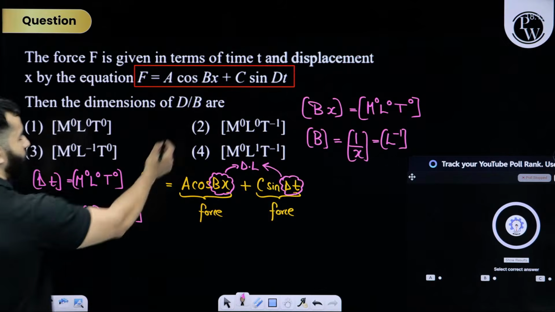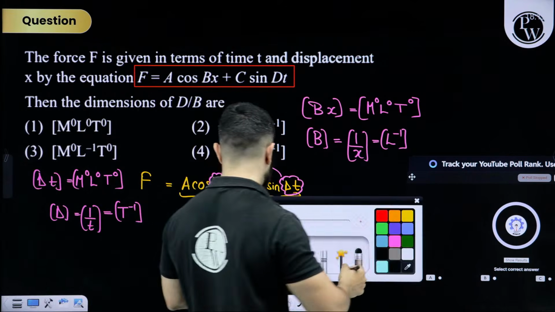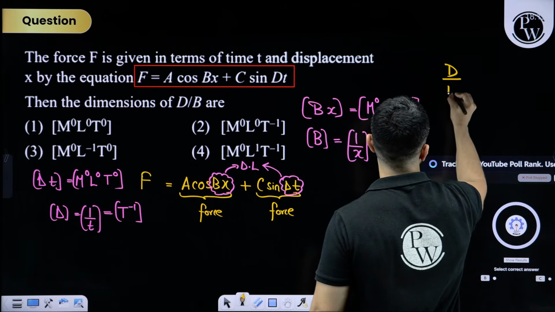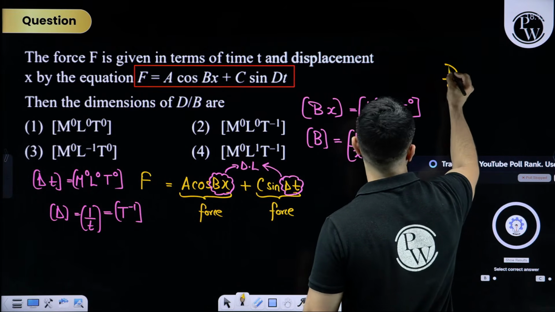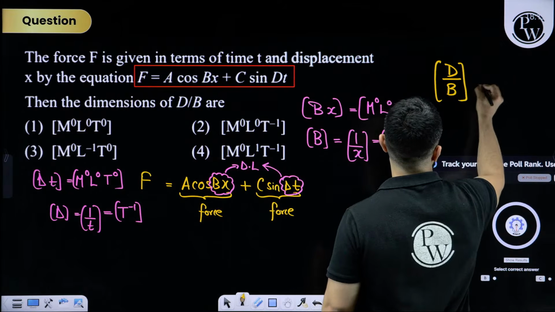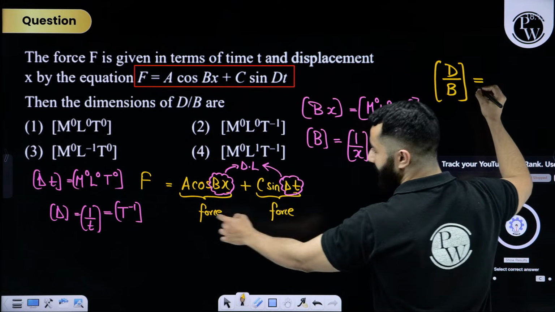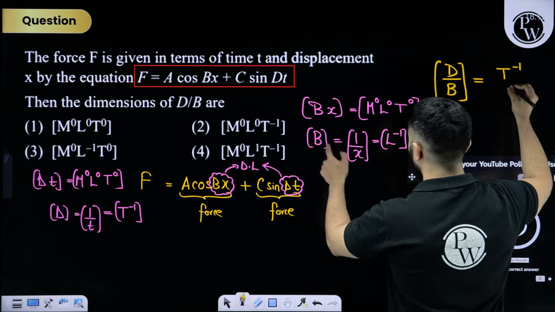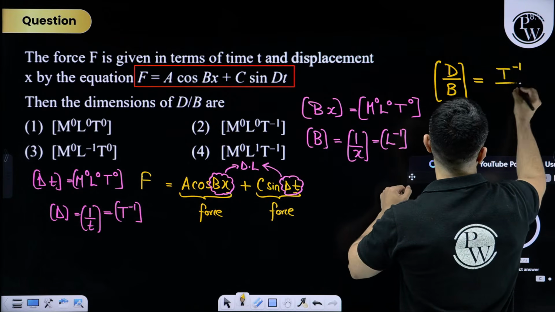Now they are saying find out D upon B. They are talking about finding the dimensions of D upon B. Dimensions of D is T minus 1. Dimension of B is L minus 1.